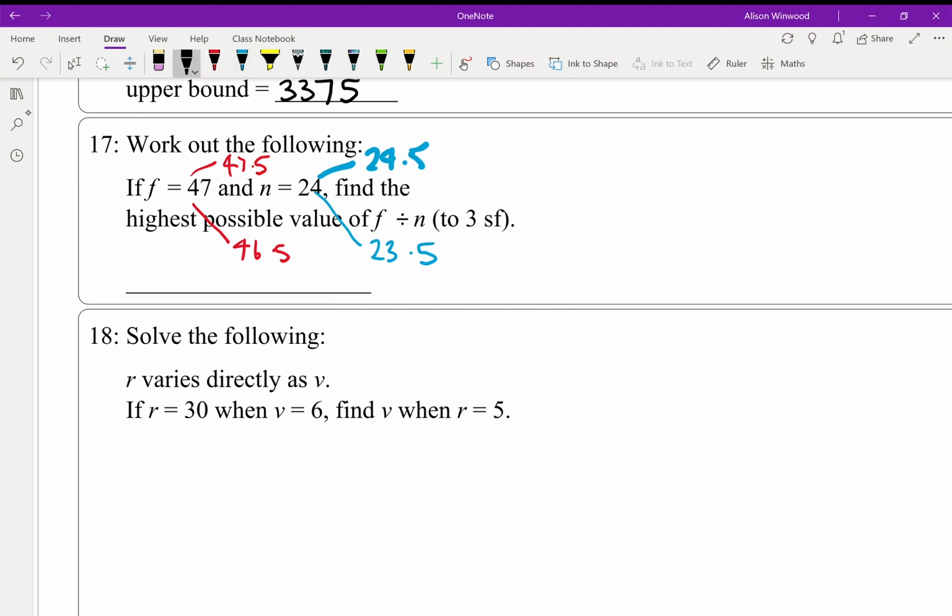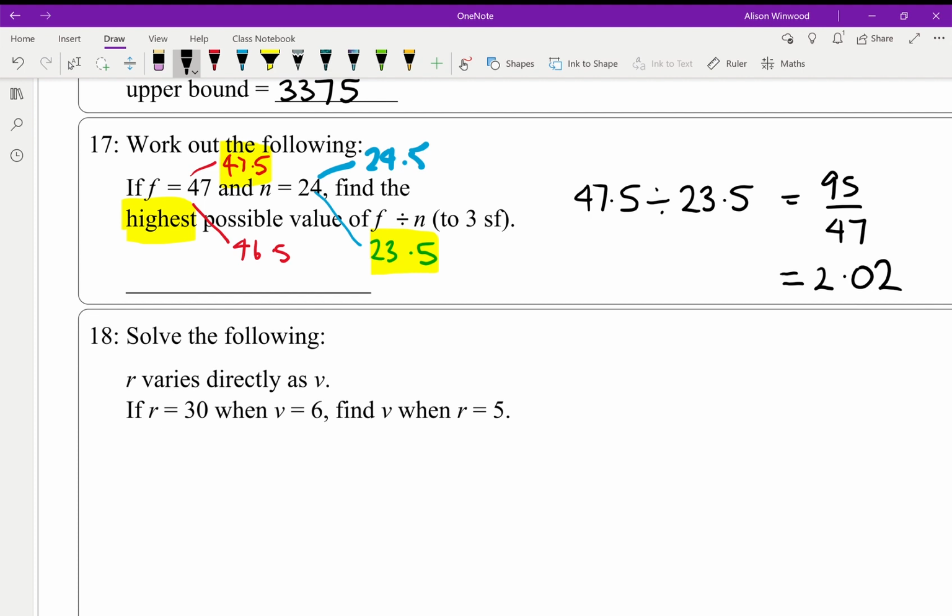So for a division, I want the highest possible value. So I want the highest value of f divided by the lowest value of n. So 47.5 divided by 23.5, which is 95 over 47. That's the exact answer, but the question did ask me to round it to 3 sig fig, so I'd give it as 2.02.